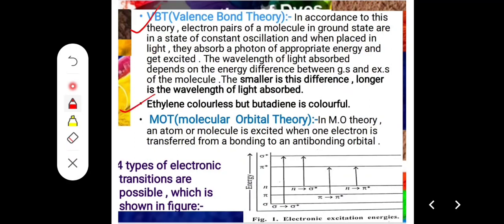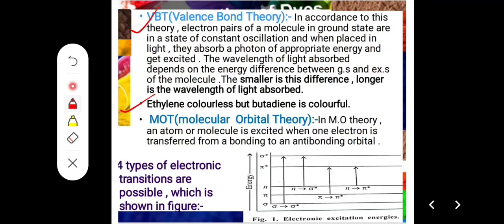So there must be colorless. But butadiene, having two double bonds, has more conjugation and more electrons in resonance. The energy gap between the excited state and ground state decreases more, so the energy is lesser and lambda increases. So that's why butadiene is colorful.